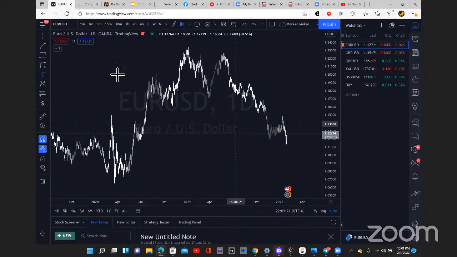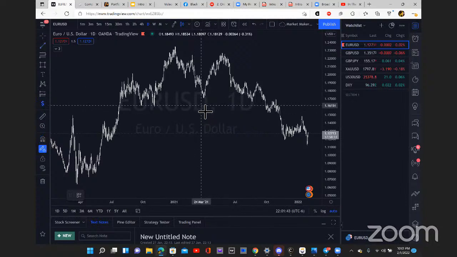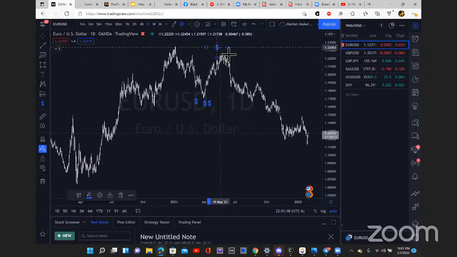Liquidity is pretty much money. It's money in certain areas of the chart. There's liquidity all over the chart. I open this chart up and I see liquidity everywhere. So where do you find it? There's liquidity that rests, marked with some dollar signs. At lows, there's liquidity. At highs, there's liquidity. Consolidation at the bottom, there's liquidity. At the top, there's liquidity.